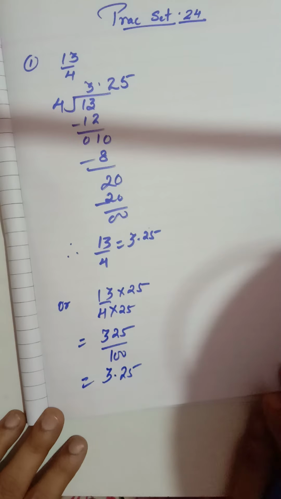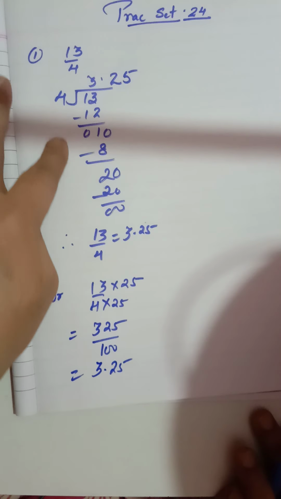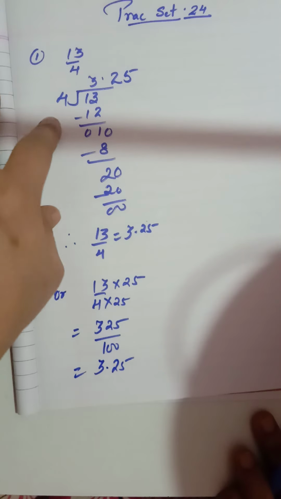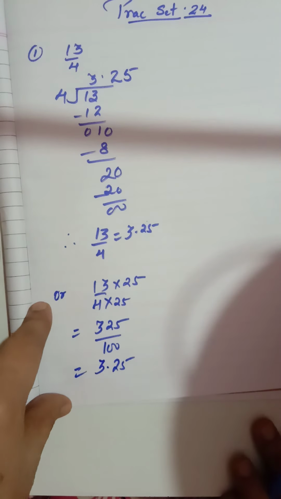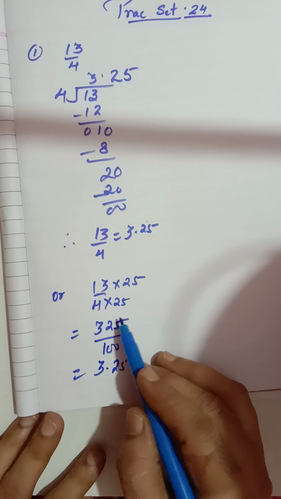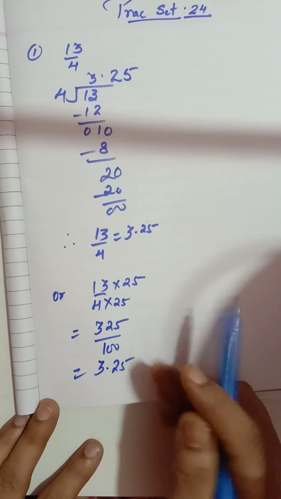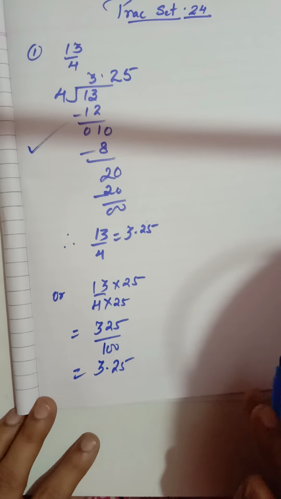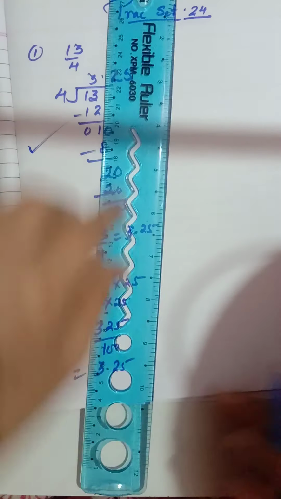See, children, either you do this division method or this method, but mostly we will be doing this division method, because only sometimes is it possible to get the denominator 10, 100 if you multiply by a certain number. So the first method will be more useful to you. Clear, children? Now let's start with the next sum.